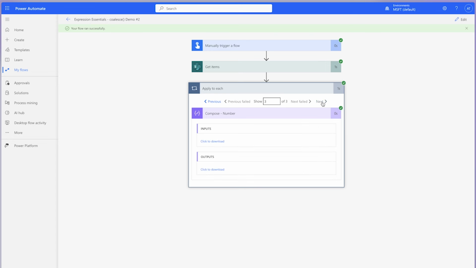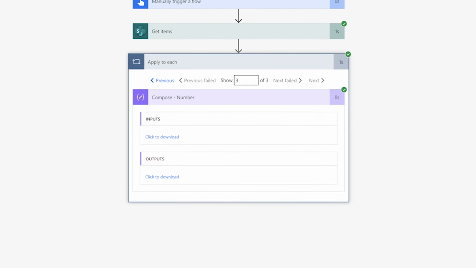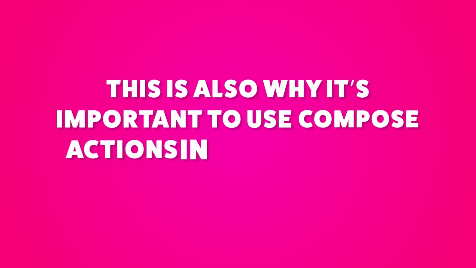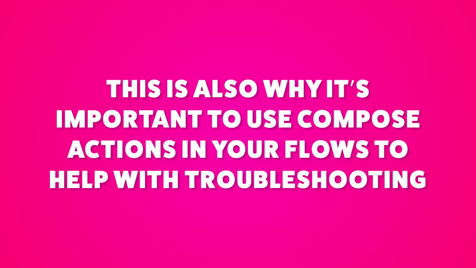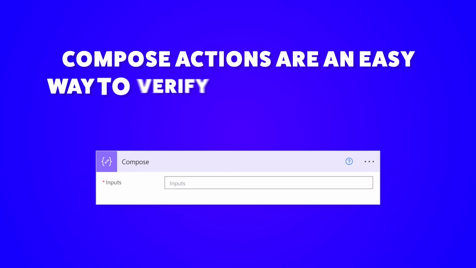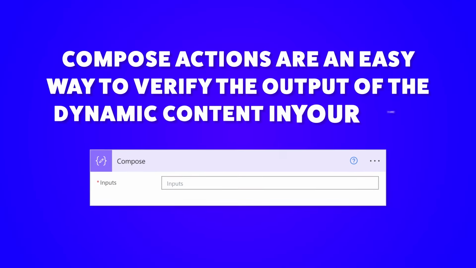The output of the compose action for the 3rd item in this list looks a little different from the previous example. Here, it displays a click to download hyperlink. When I click it, nothing is displayed. This is a null value. This is also why it's important to use compose actions in your flows to help with troubleshooting. Compose actions are an easy way to verify the outputs of dynamic content in your flow.